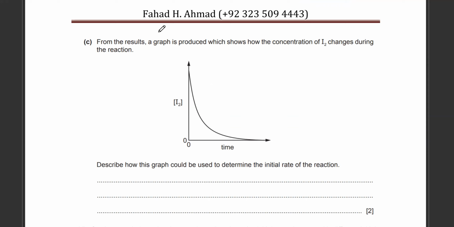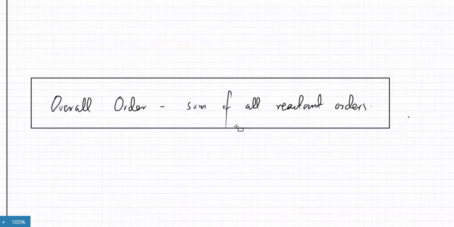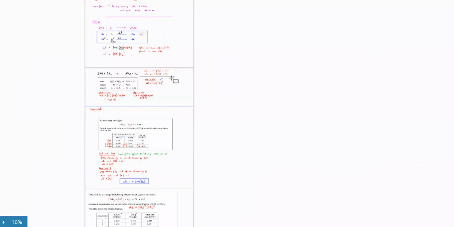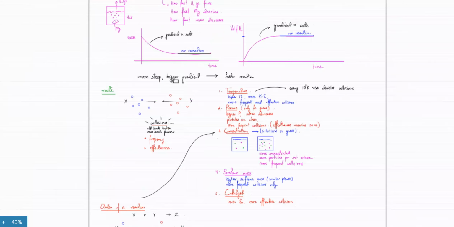Find from the results, a graph is produced which shows how the concentration of I2 changes during the reaction. Describe how this graph could be used to determine the initial rate. अच्छा, experimental के अंदर ना, we missed this part, which is kind of important, and it should have been discussed right at the beginning, early on. यहाँ पे.